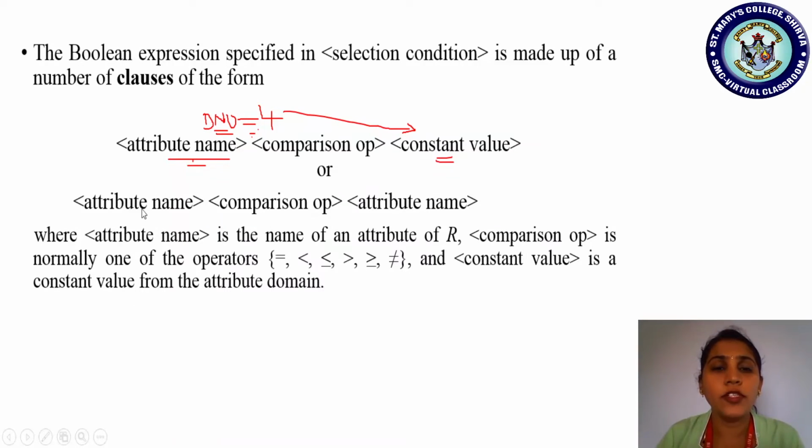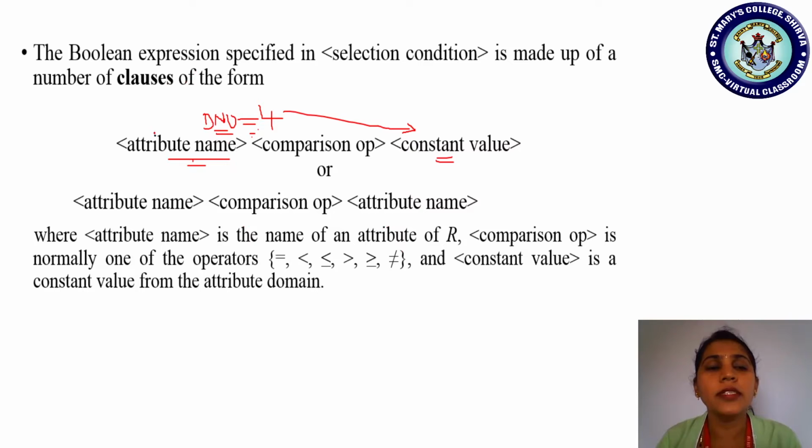The general form can also be used in this way: attribute name followed by comparison operator followed by attribute name. In the first general form we found a constant value, but instead of a constant value you can also have an attribute name. For example, sometimes the primary key and the foreign key have to be compared. So instead of a constant value, another attribute name can also appear there. In our later example problems you will come across such usage.